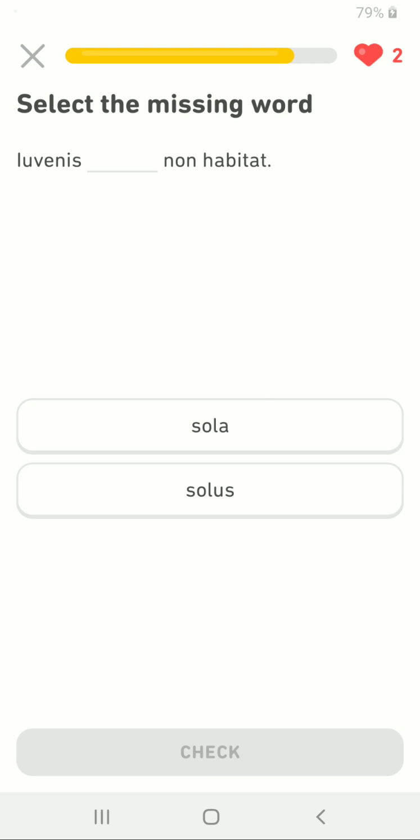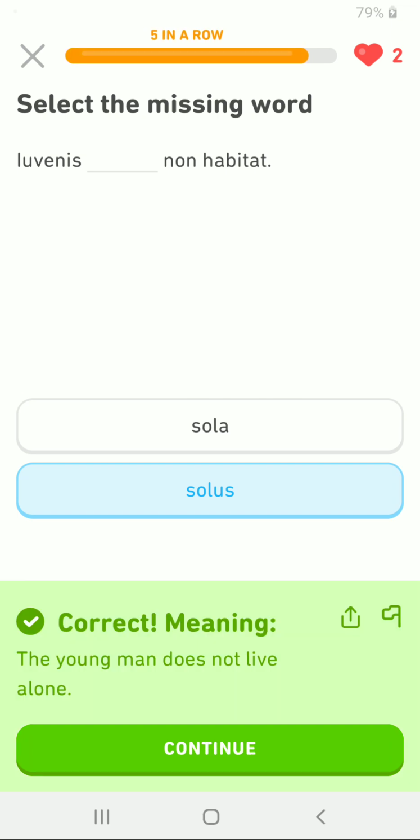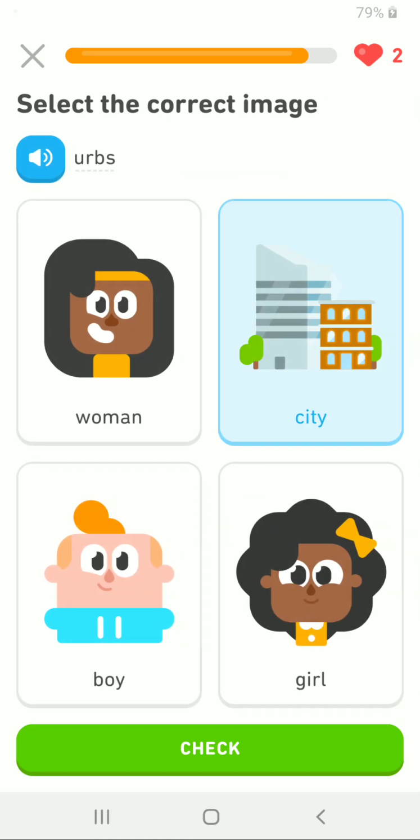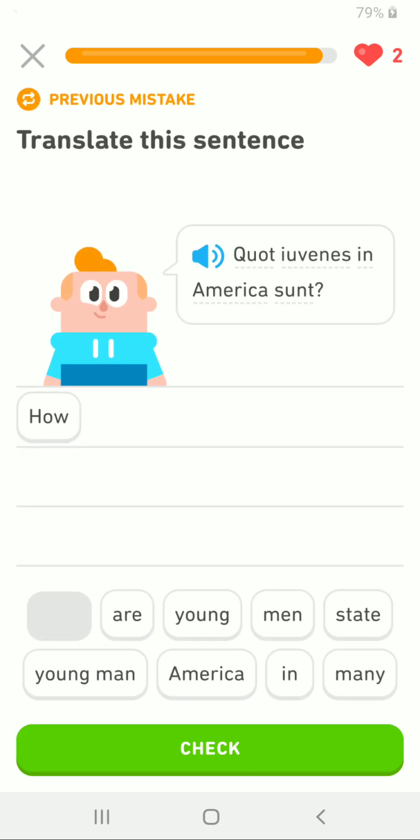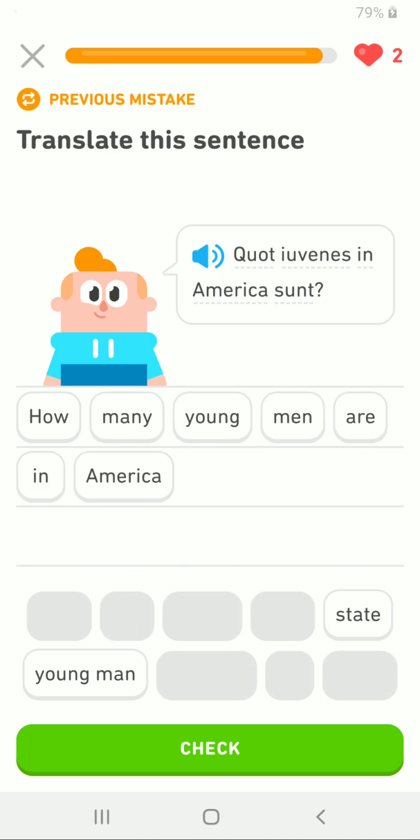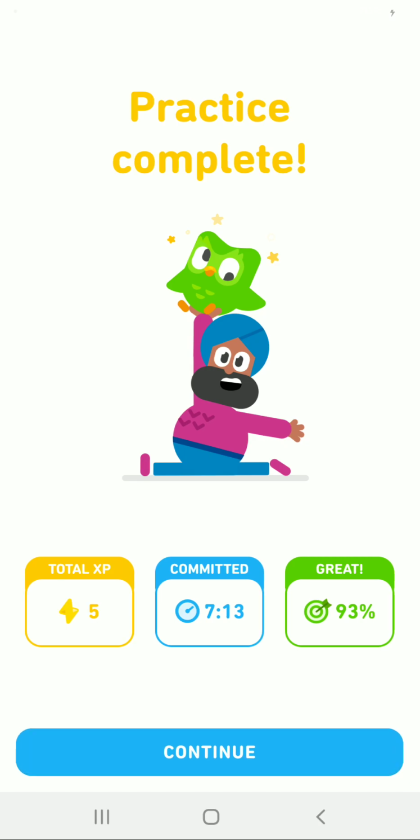So juvenis, it's nominative, of course. Solus non habitat. Solus because it's a man, so we have this ending here, and sola would be for a girl. Urbs, for female. Urbs city. What else? And we had this mistake. Juvenes in America. How many young men are in America? Because it's in America, it has to be America sunt. It cannot be Americanus sunt, right? So we got that correct.